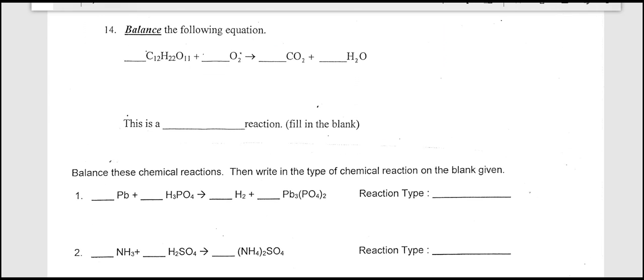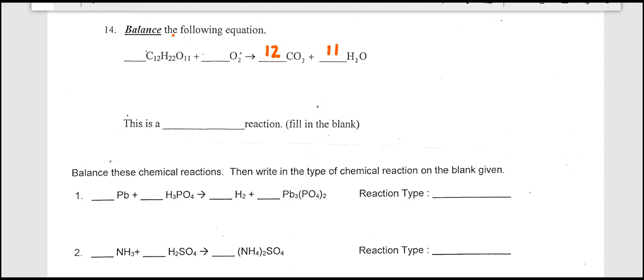Okay, now on the last page of the test, you have to balance this chemical reaction. So let's see what we can do here. We have 12 carbons. That means I'm going to put a 12 here, and I have 12 carbons. 22 hydrogens. I have 2 hydrogens, so I'm going to multiply this 2 times 11, which gives me the same as the 22 here. And now we have to reconcile the oxygens.